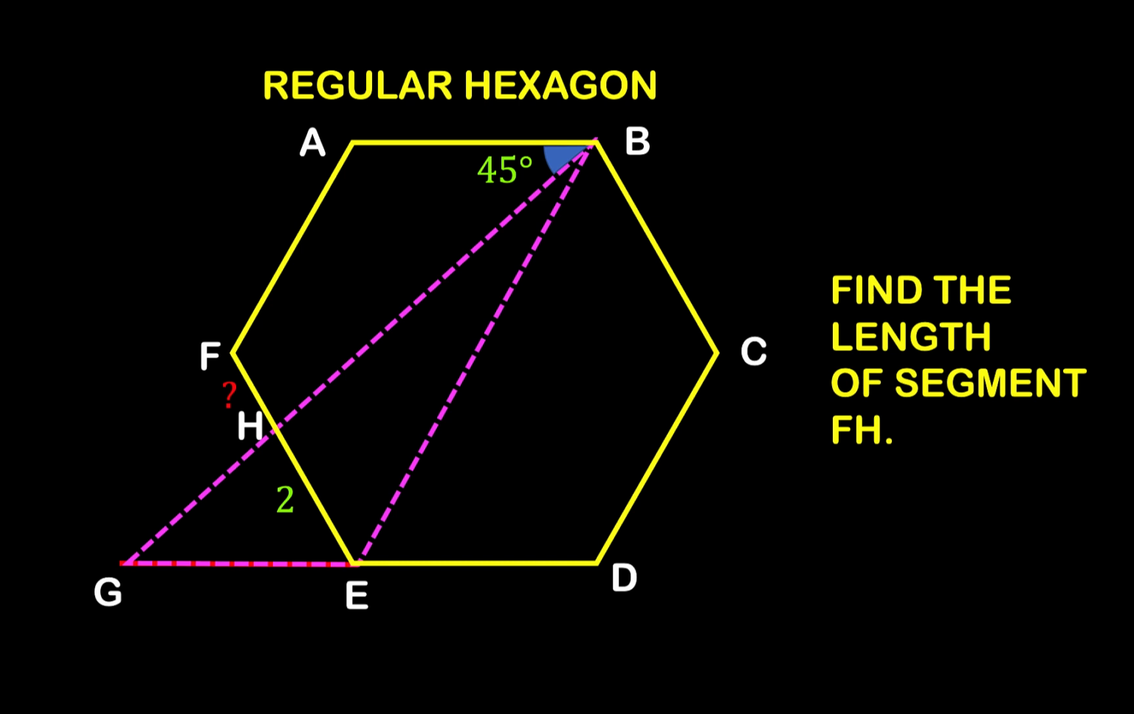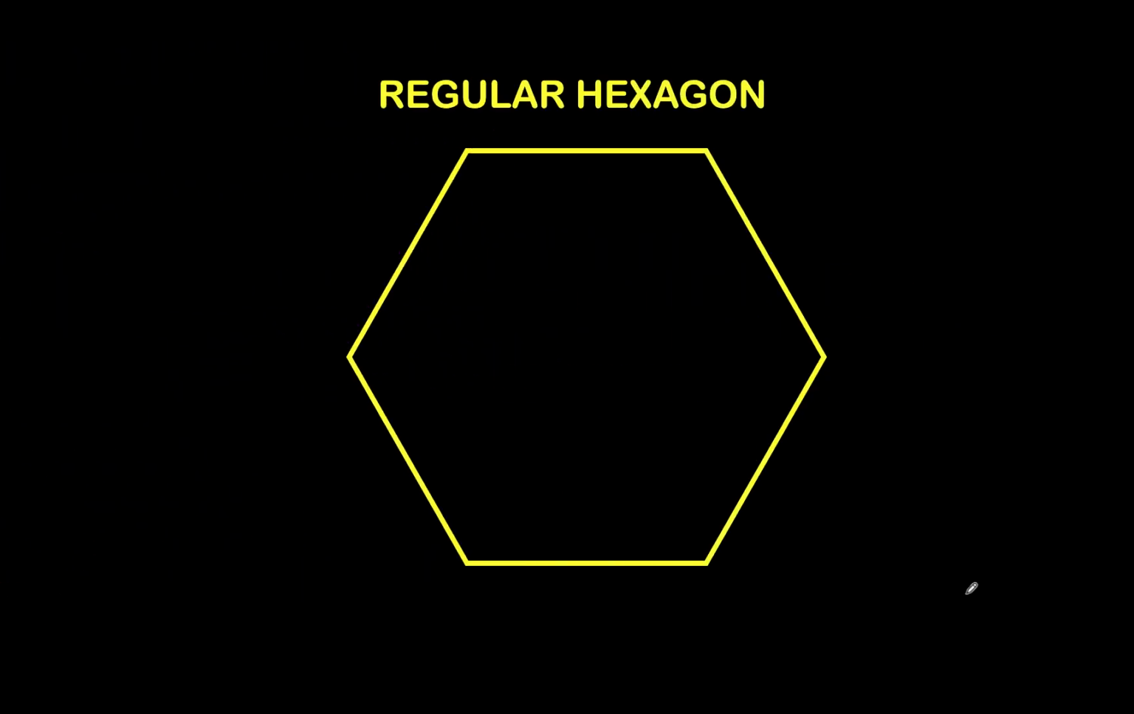Hey everyone, here's our math problem for today. Let's begin with this regular hexagon, a polygon with 6 equal sides. And let's call this hexagon A, B, C, D, E, F.